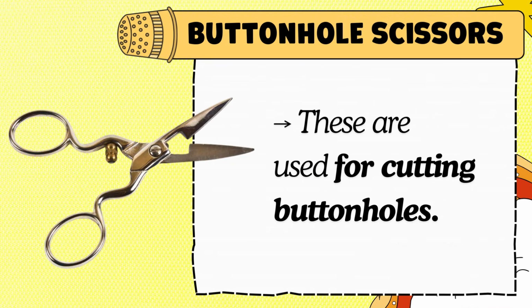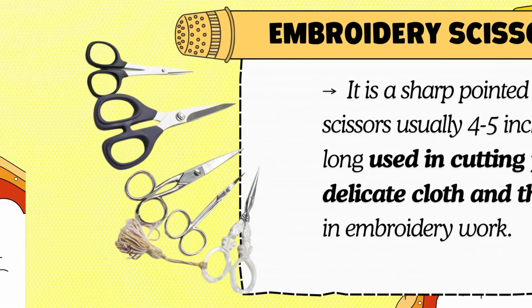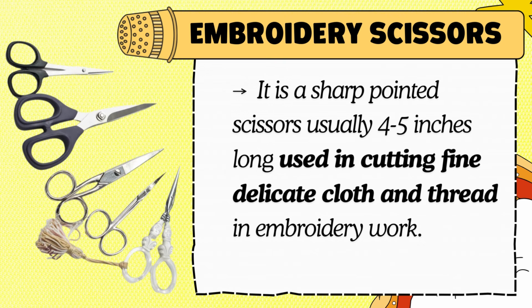11. Buttonhole scissors. These are used for cutting buttonholes. The buttonhole scissors are used for one specific task. It helps create clean and even openings so buttons can fit properly. 12. Embroidery scissors. It is a sharp pointed scissors usually 4 to 5 inches long used in cutting fine delicate cloth and thread in embroidery work.